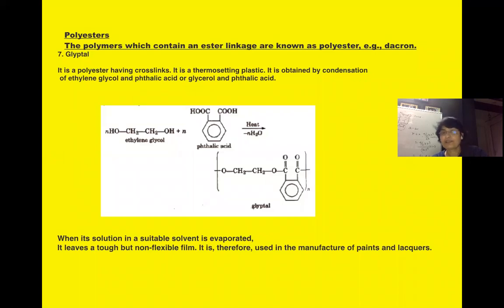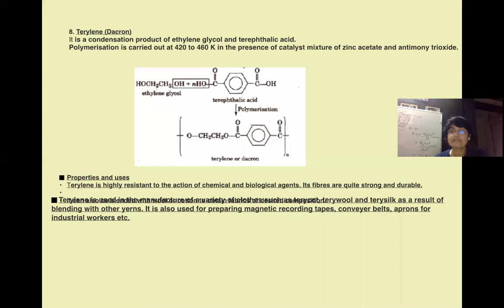It is having cross linkages. It is thermoplastic, thermosetting plastic. It's obtained by condensation of ethylene glycol and phthalic acid. So whatever steps that is given here, read it properly. It is used for non-flexible film also, manufacture of paints and lacquers.